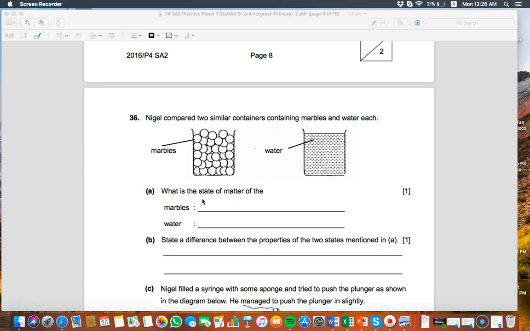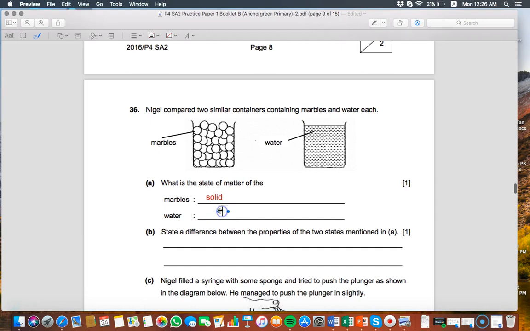So what is the state of the marbles? What is the state of matter of the water? Okay, this is a very simple and direct question. So marbles, definitely state of matter, solid, liquid or gas? Solid. Next, water, you know it's a liquid. So these two are giveaways.